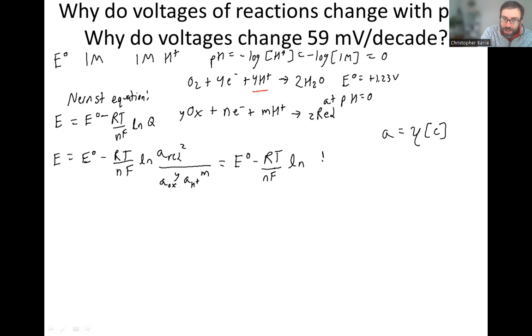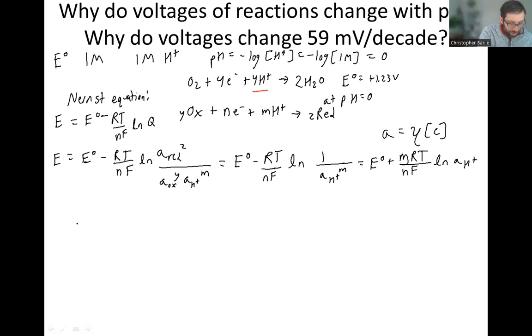So this simplifies to now just ln, natural log, of the activity of protons to the m power. Okay, we can simplify this even further because we know the rules with exponents. So we have 1 over an exponent, this is a negative m, right? So we can pull out a negative m. So this is going to become a positive value, put m on the top: mRT over nF times ln, and then this would come to the top, activity of protons.